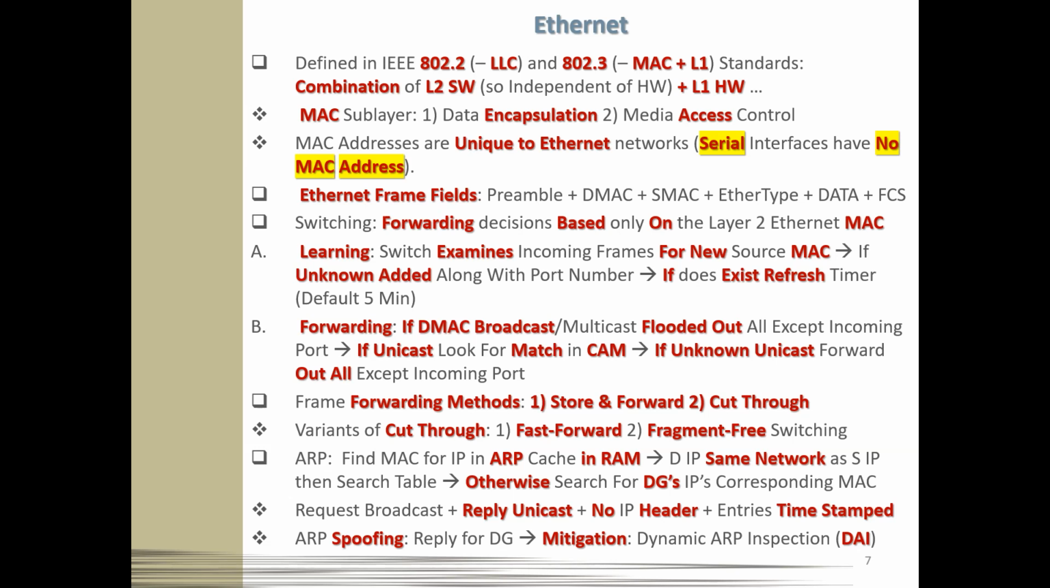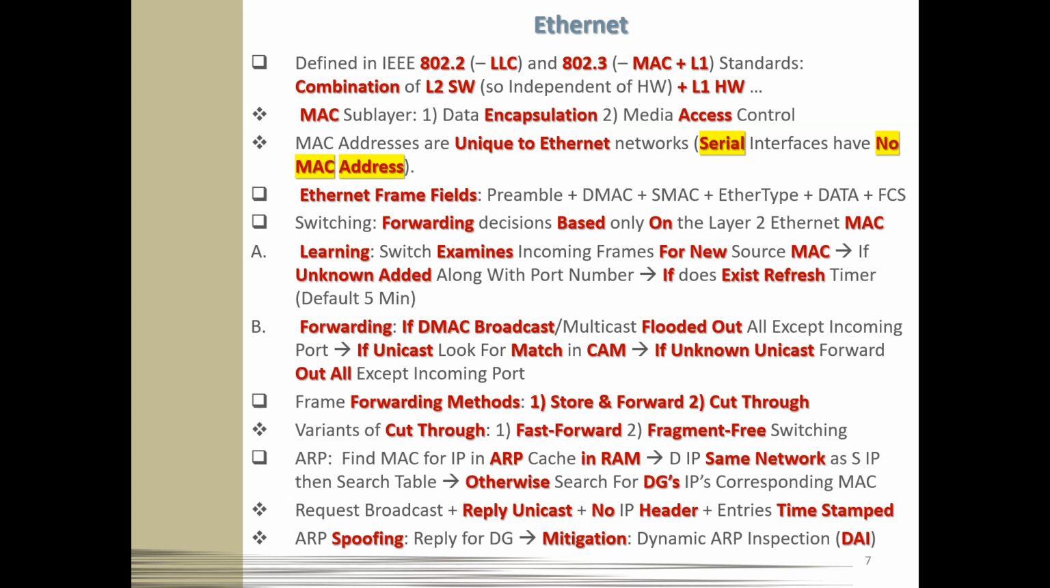So remember, this is due to the fact that physical and data link layers are tightly coupled, and as a result of that, Ethernet is defined in IEEE 802.2 for the LLC sublayer and 802.3 for the MAC sublayer, as well as physical layer standards. Recall that the data link layer has two sublayers, LLC and MAC, and the main responsibilities for the MAC sublayer include data encapsulation according to the technology that is used for the next segment and the next segment's topology. And the second responsibility for the MAC sublayer is media access control, how to access media.